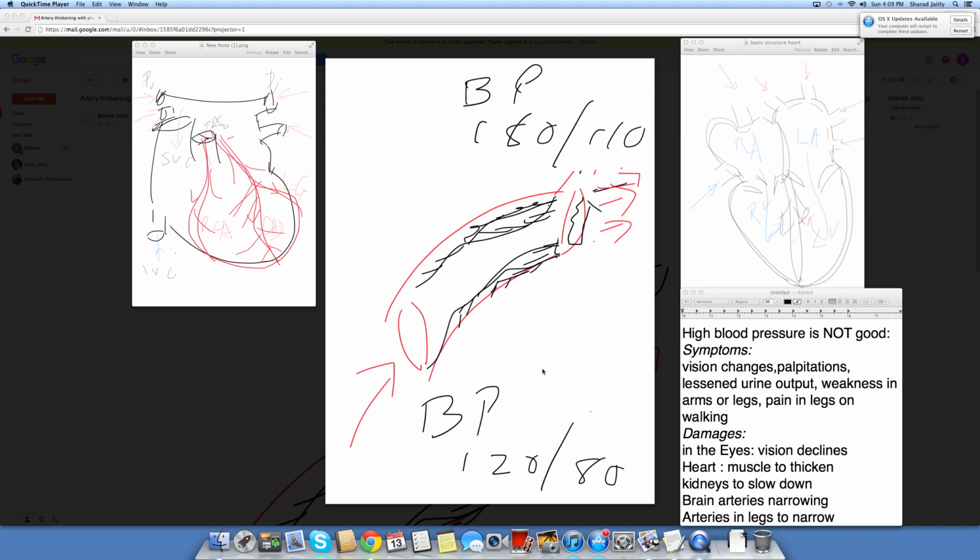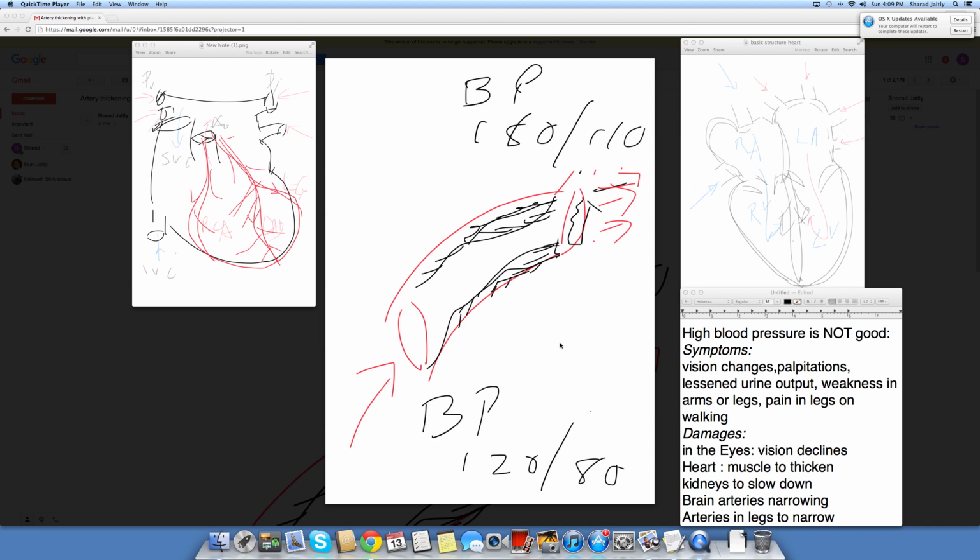Now, for instance, if changes are occurring in the eyes, there are changes occurring in the heart, there are changes occurring in the kidneys, there are changes occurring in the brain arteries, there are changes occurring in the arteries of the legs. And what are the symptoms as a result of all of this?